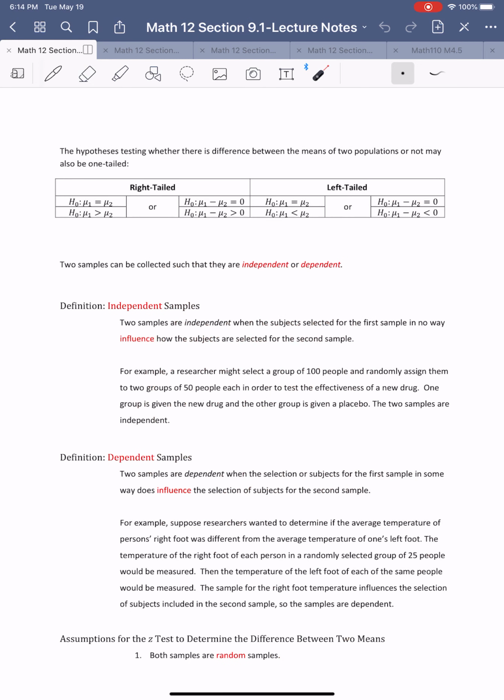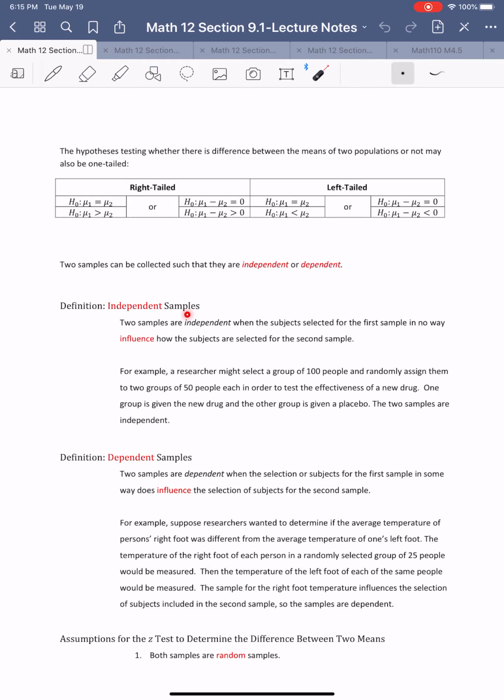All right, next page. Hypothesis testing of whether there is a difference between the means of two populations may also be one-tailed. Right-tailed is greater than, and left-tailed is less than, for the two means. Two samples can be collected such that they are independent or dependent.